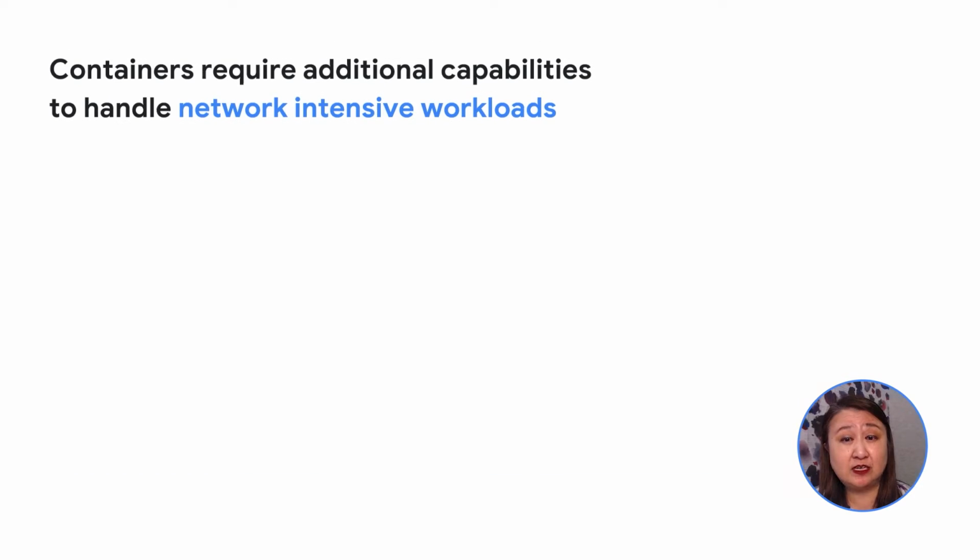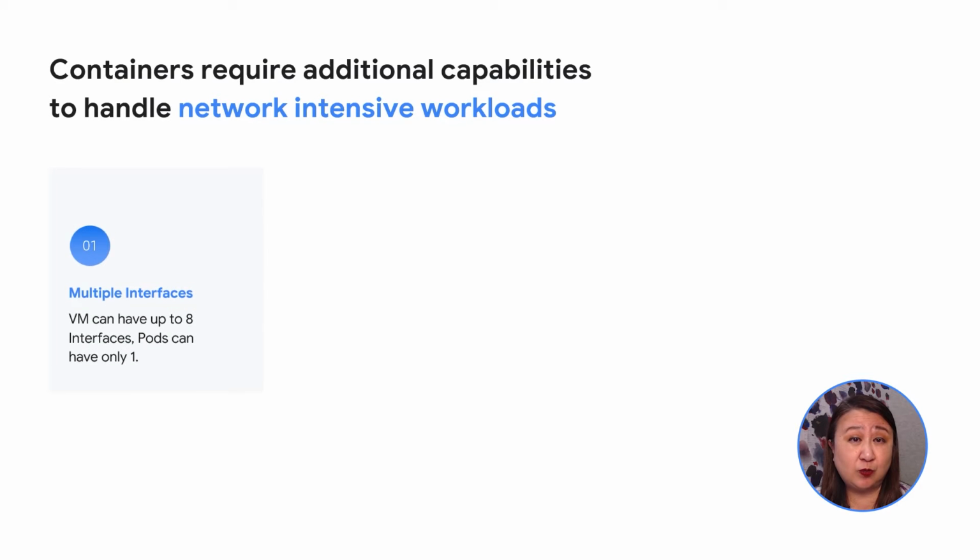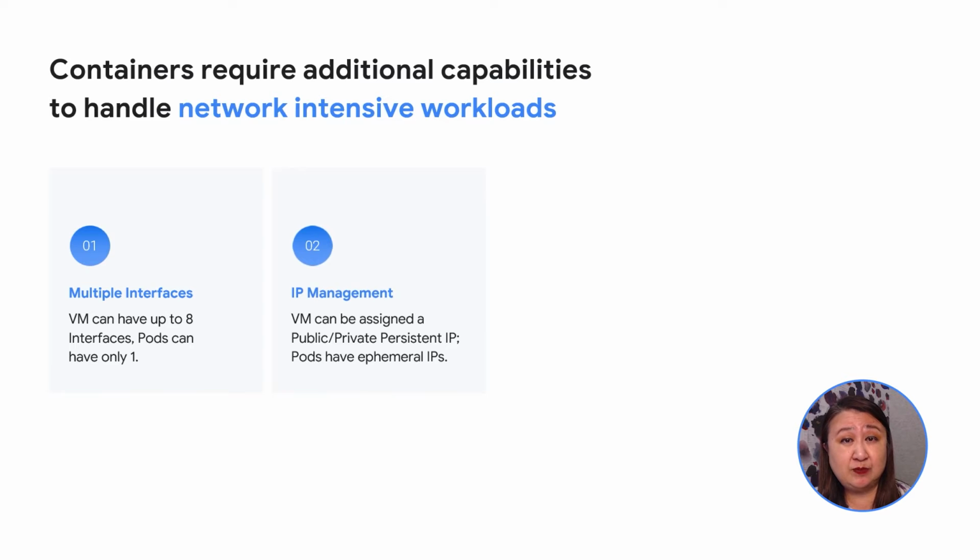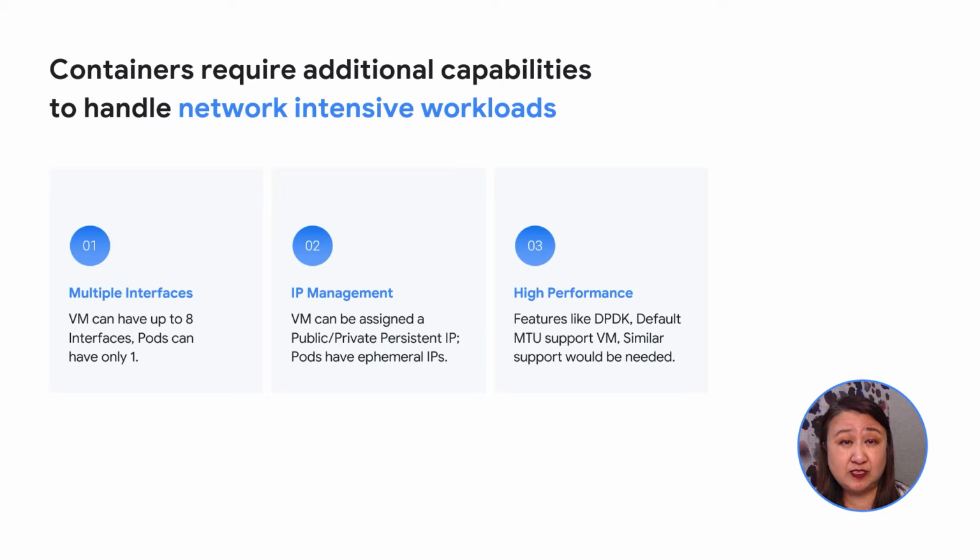So containers need additional capabilities to handle the network-intensive workloads. They require multiple interfaces. VMs can have up to 8 interfaces. Pods only have 1. They require advanced IP management. VMs can be assigned public and private IPs with persistence. Pods have ephemeral IPs. They require high performance, features like DPDK. Default MTUs support VMs. Similar support would be needed for containers. Service steering mechanisms and API definition would be needed for the pods.